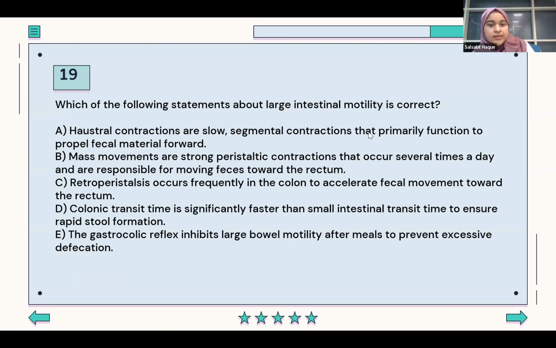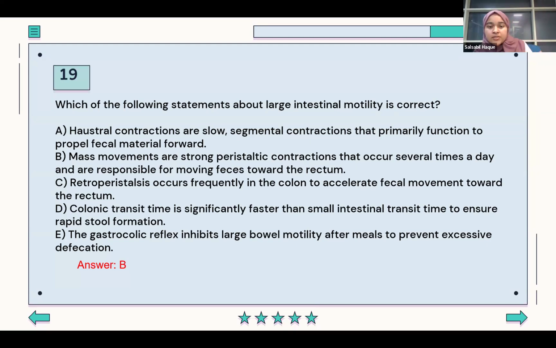Next question. Which of the following statements about large intestinal motility are correct? Okay. So someone says B. Let's see if it's B. It is B. Once again, very good. Okay. So here, let's go through the options. Haustral contractions or slow segmental contractions primarily function to propel food forward. This is wrong. Segmentation is mainly to reabsorb more sodium and water and electrolytes. It is not to propel the food forward.